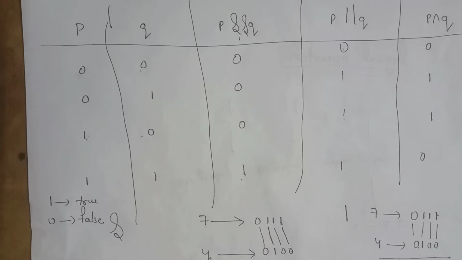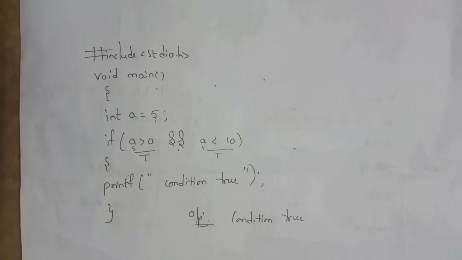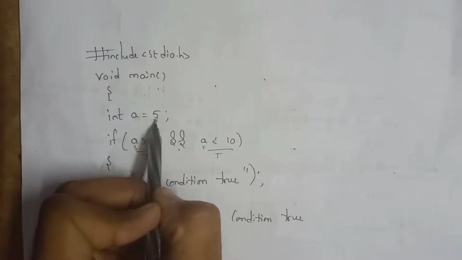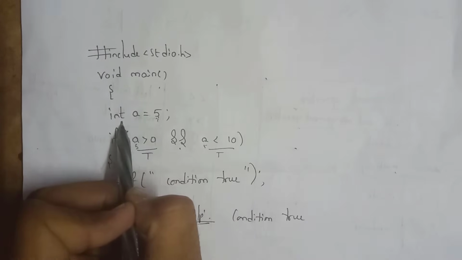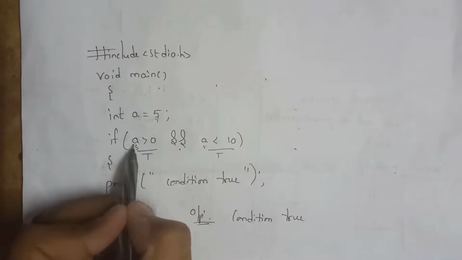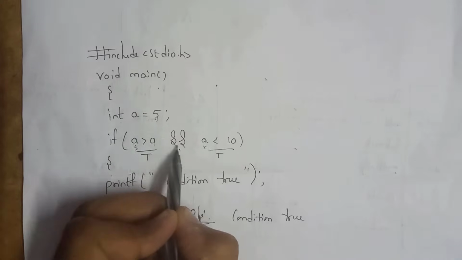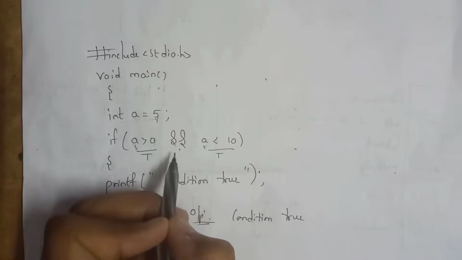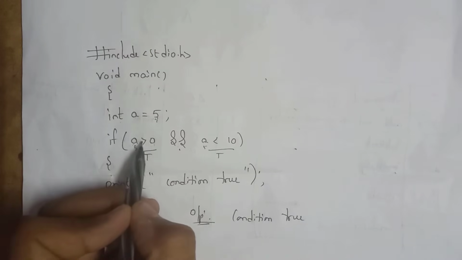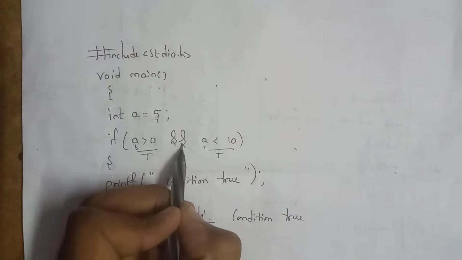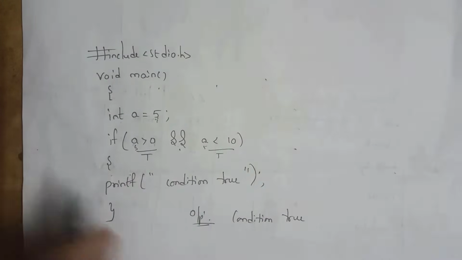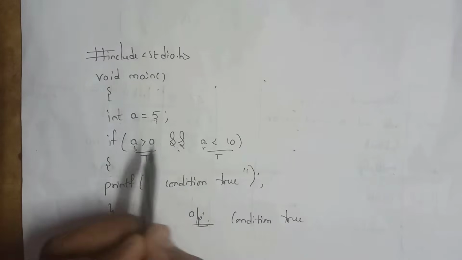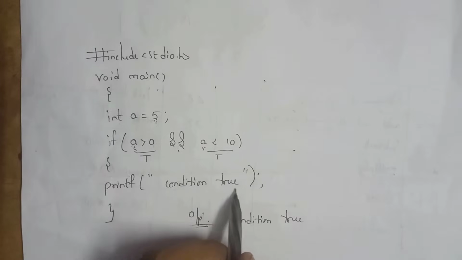I will give one example so that you can clearly understand what this logical AND operator is. This is an example. Here I took a value as 5. This 5 is an integer, so I took the data type as int. And here I am giving a condition, that is if a value is greater than 0 and, where this double AND represents the logical AND operator, a value is less than 10, then I should get this output. If both conditions are true, then I will get this output, that is condition true.